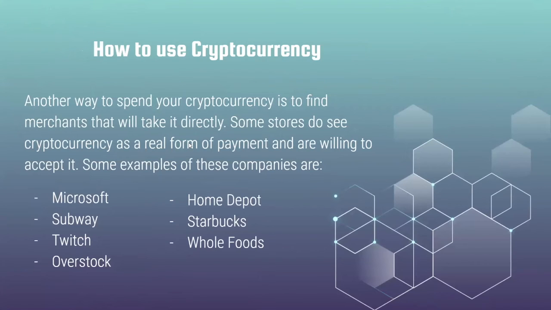Another way to spend your cryptocurrency is to find merchants that will take it directly. Some stores do see cryptocurrency as a real form of payment and are willing to accept it. Some examples of these companies are as follows: Microsoft, Subway, Twitch, Overstock, Home Depot, Starbucks, and Whole Foods.